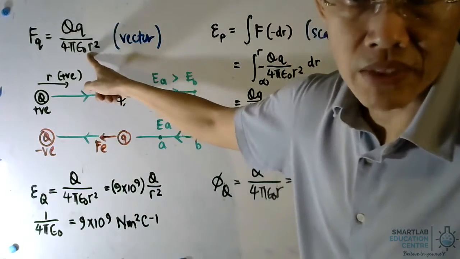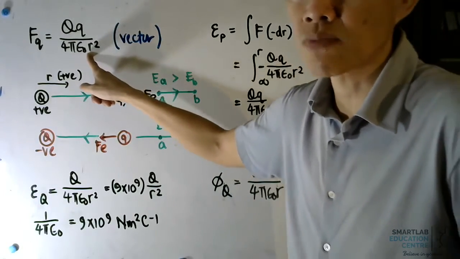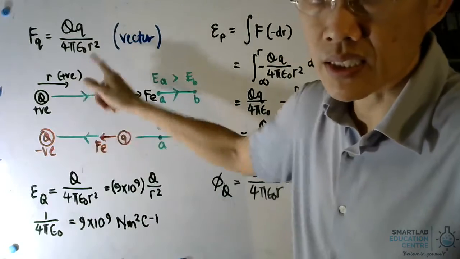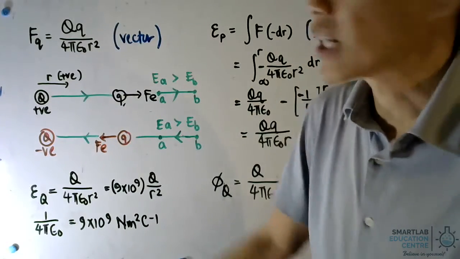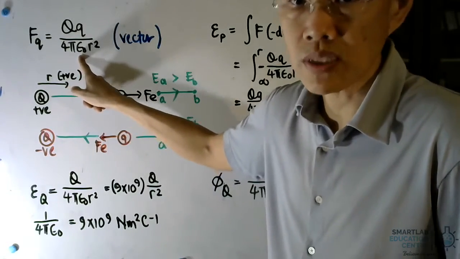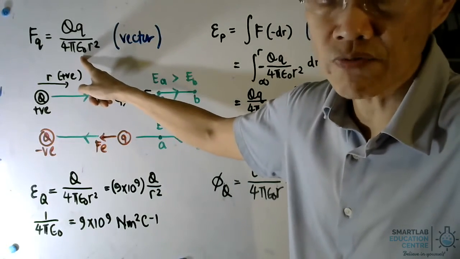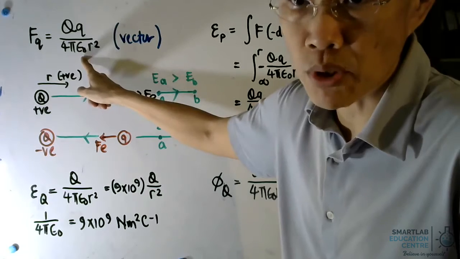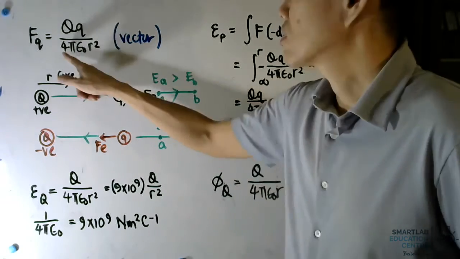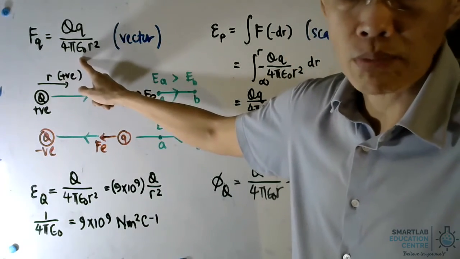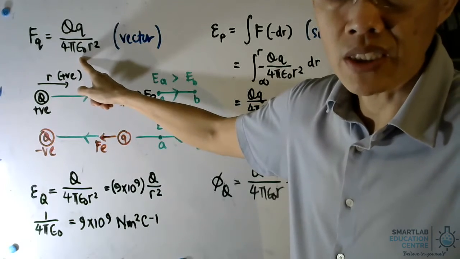Epsilon naught is the permittivity of the medium in which the electrostatic force is acting. In this case, the value provided in the data booklet is the permittivity of vacuum, and that value is 8.85 times 10 to the power minus 12. So the epsilon naught given in the data booklet is the permittivity of vacuum.